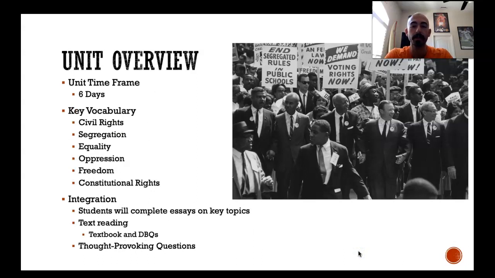Unit time frame. So I plan for this unit to be 6 days. And the key vocabulary I have are civil rights, segregation, equality, oppression, freedom, constitutional rights, and integration. Students will complete essays on key topics listed in the unit, and for the text reading, they will be reading through their textbooks as well as their DBQs that utilize primary and secondary sources. And they will also have thought-provoking questions. I hope that they have answers that they create and not answers that they can just find on Google. So something that really makes them think.